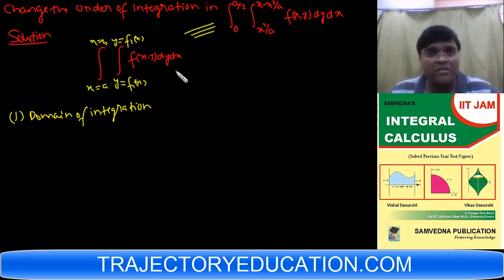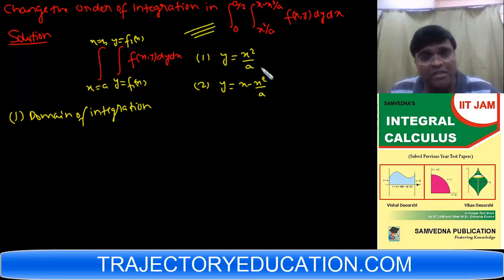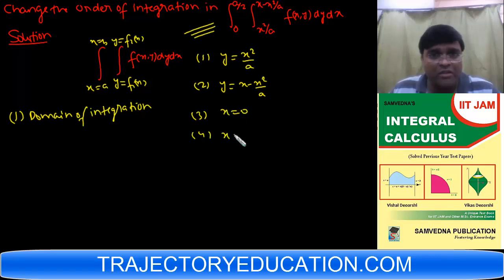And what is the bounding curve of the domain of integration? That you get by comparing this. If you compare this, this is y equal to f1(x), this is x square by a. So the first bounding curve is y equal to x square by a. The second bounding curve is y equal to f2(x), that is y equals x minus x square by a. Y is varying from y equal to x square by a to y equal to x minus x square by a. The third is x equal to 0, and the fourth is x equals a by 2. So these are the set of bounding curves. So we have to plot it first.